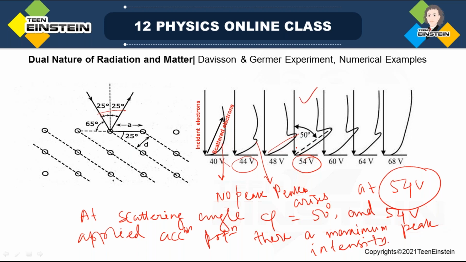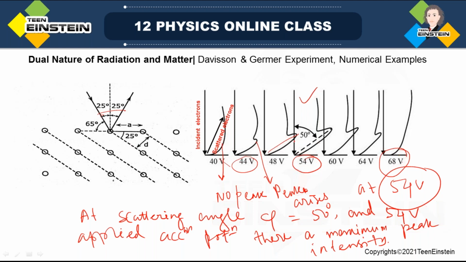This is for nickel crystal. You can change the nickel to some other crystal also, do the same experiment, and then you can prove that. So we'll see. This is the significant result you have got, and after that the peak intensity decreases. The experiment was carried out for various other accelerating potentials, but it is seen that at 68 accelerating potential, the peak actually vanishes.